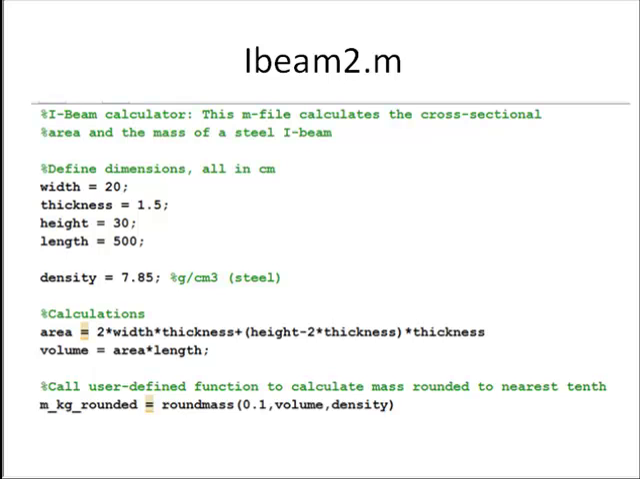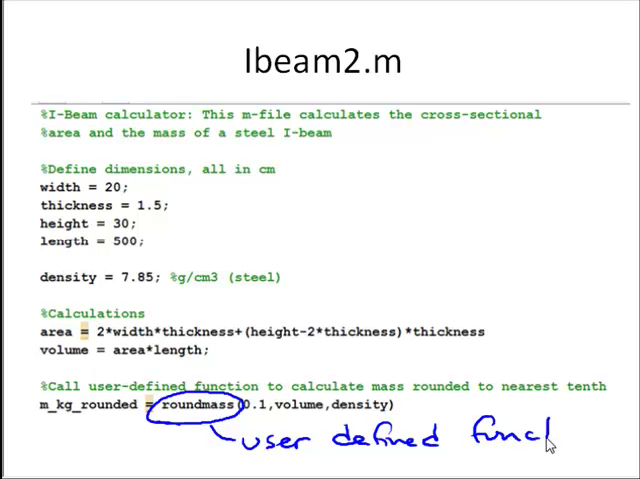It's very similar to what we had last week, though the one change I've made is now for the end we're going to call a user-defined function that I've written to calculate the mass and round that to the nearest tenth, like we need to do for this problem. So instead of doing those calculations inside this script M file, since that's a general problem to calculate a mass given volume and density and then maybe round that to a specific value, I'm going to write a function M file to do that.